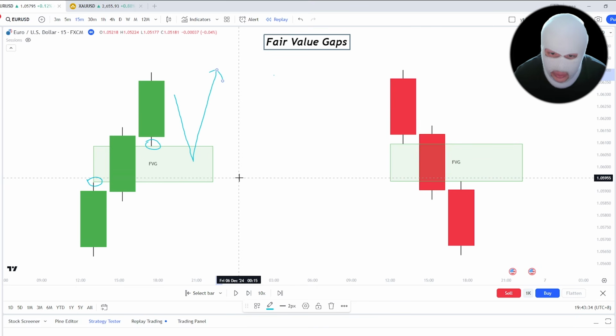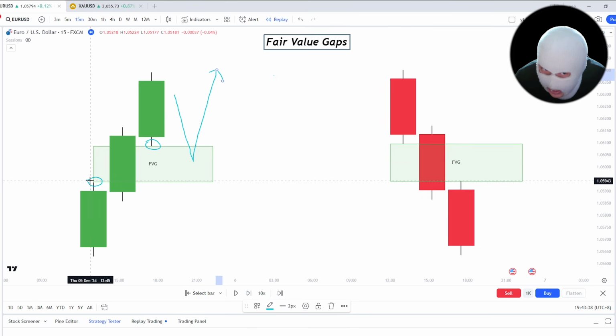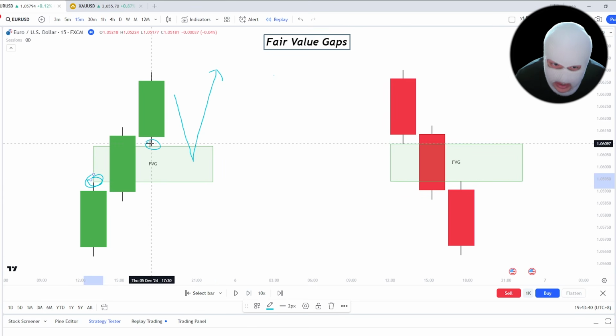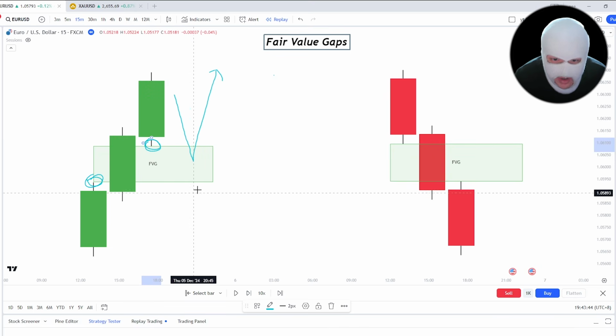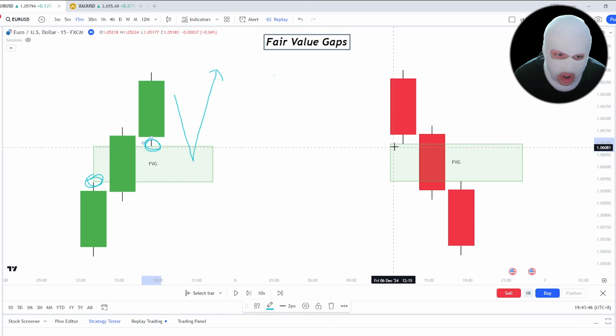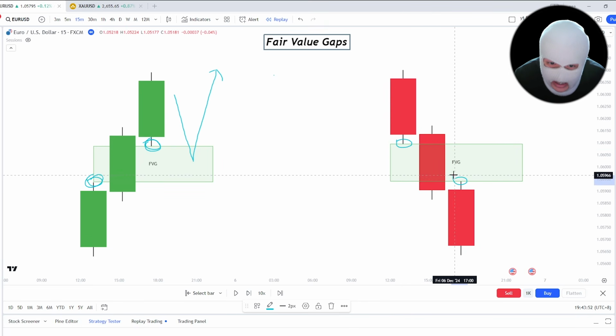For a bullish fair value gap, you want to see the following. You want to see a gap between the first candle's wick's high and the third candle's wick's low, right over here. For a bearish fair value gap, you would want to see the opposite, a gap between the first candle's wick's low and the third candle's wick's high.